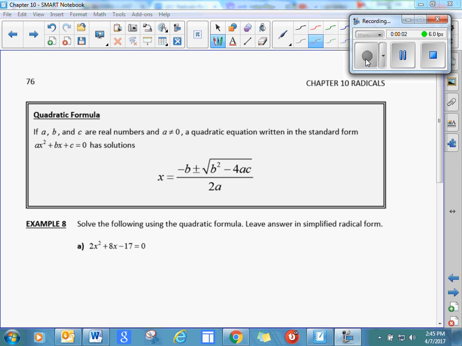This is the last video for 10C, and we are on page 76. So we're going to go back and talk about revisiting the quadratic equation. It's here at the top of the page. You remember it from the last unit.